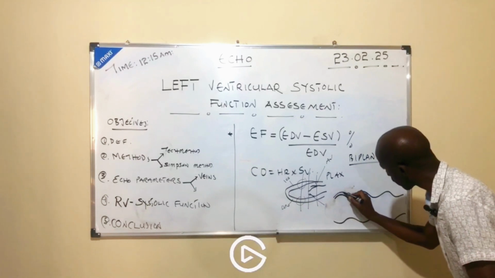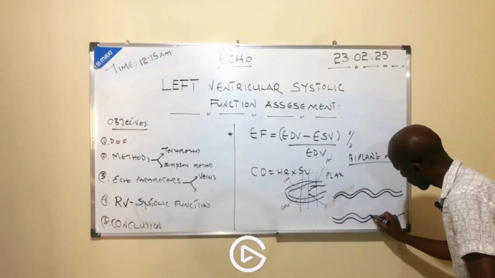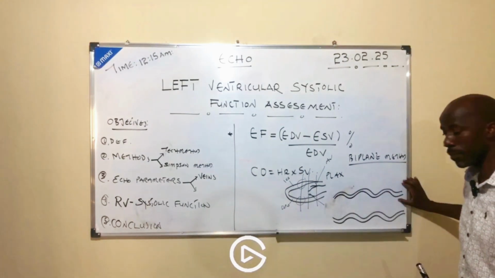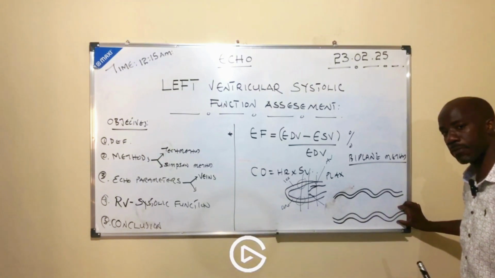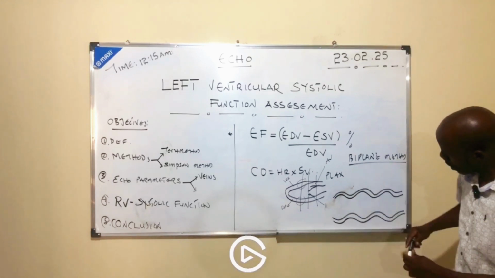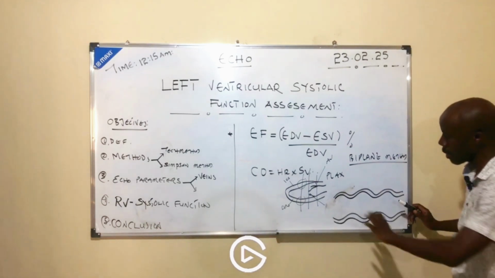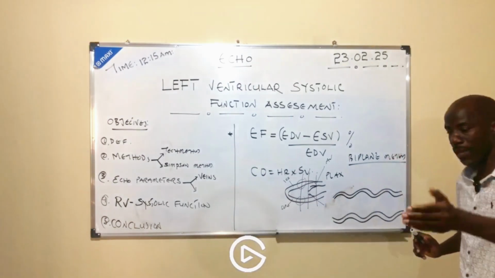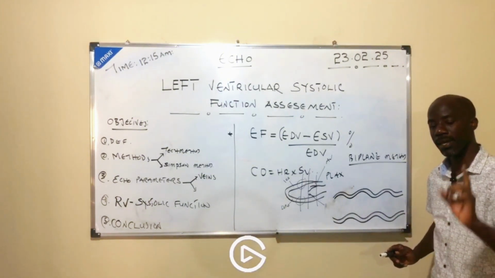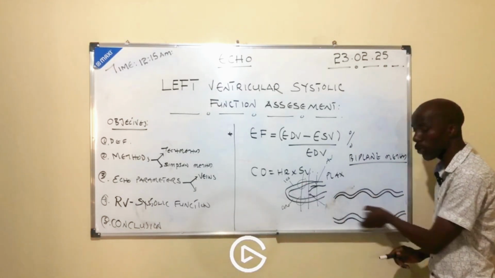Okay, so this is your septum and this is your posterior wall, the left ventricle posterior wall. This is contraction, this is relaxation, this is contraction, this is relaxation. So the cardiac cycle and the timing is going to be measured by the M-mode. Remember, M-mode helps you to measure the cardiac cycle and also the dimension.